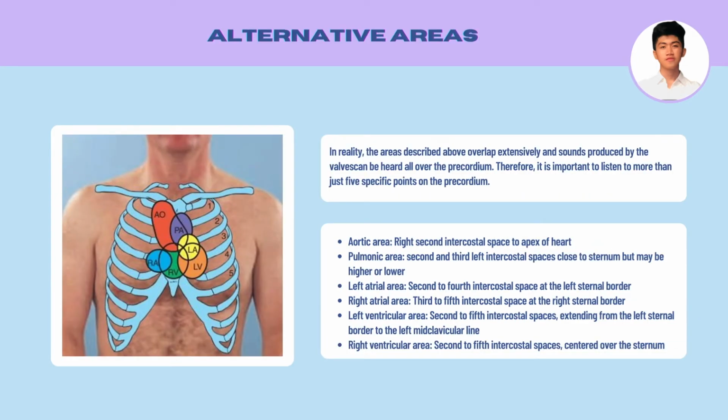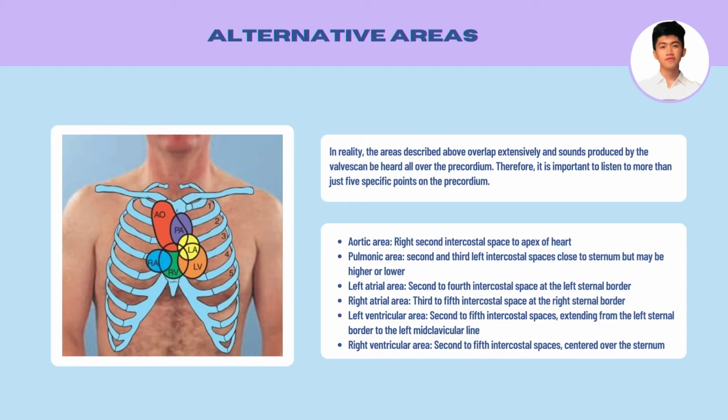So, alternative areas. In reality, the areas described above overlap extensively, and sounds produced by the valves can be heard all over the precordium. Therefore, it is important to listen to more than just five specific points on the precordium. Keep the fact of overlap in mind and use the names of the chambers instead of Erb's point, mitral, and tricuspid areas when auscultating over the precordium.